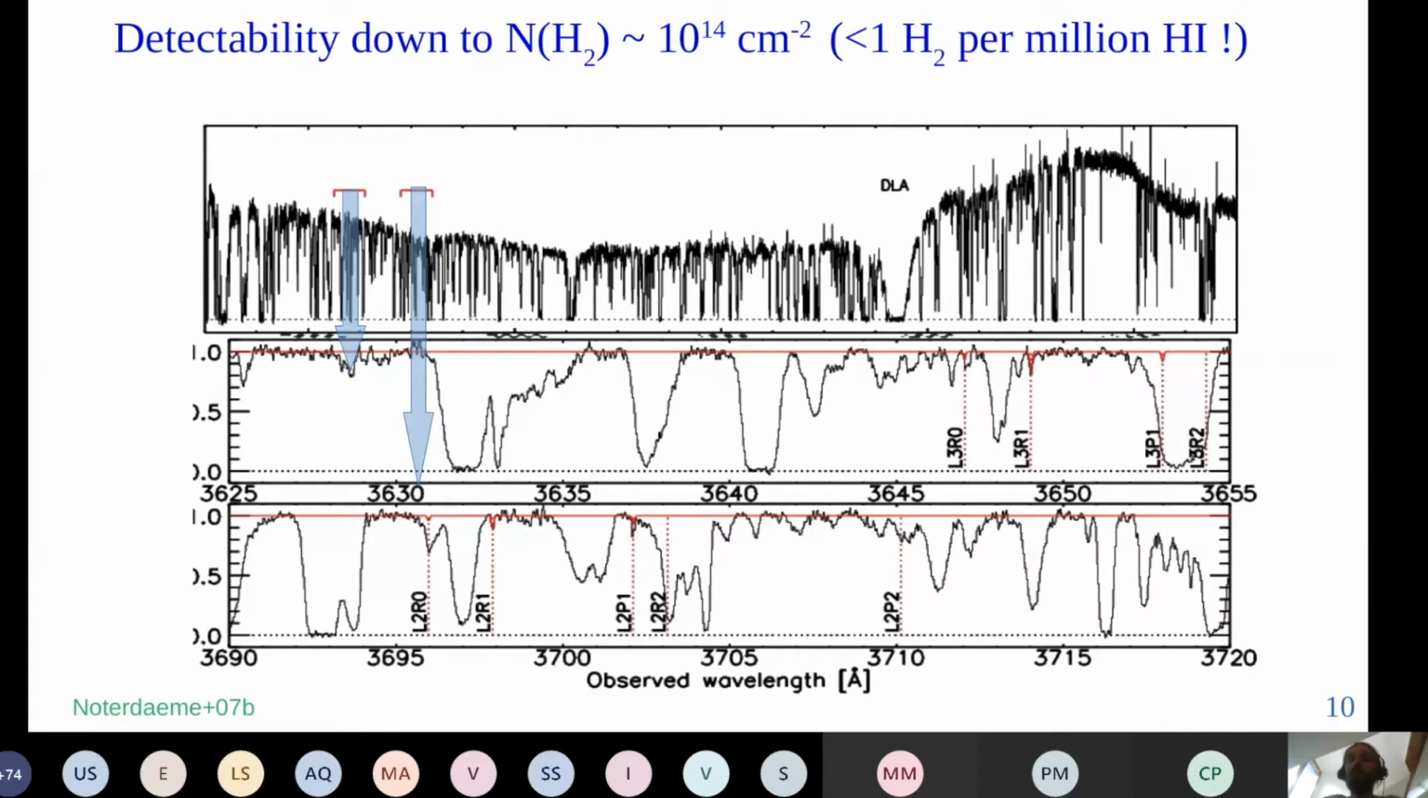So it's another spectrum taken with UVES, and there are these two small regions in the Lyman alpha forest, which are zoomed here below. I don't know if you can see my cursor, but it's hard to see, but there are molecular lines here in the spectrum below, very, very small lines, but which are identifiable thanks to this high resolution and very high sensitivity in the blue. So this detectability corresponds to a column density of 10^14, and this means it's less than 1 molecule per million hydrogen atoms. So it's really a great achievement.